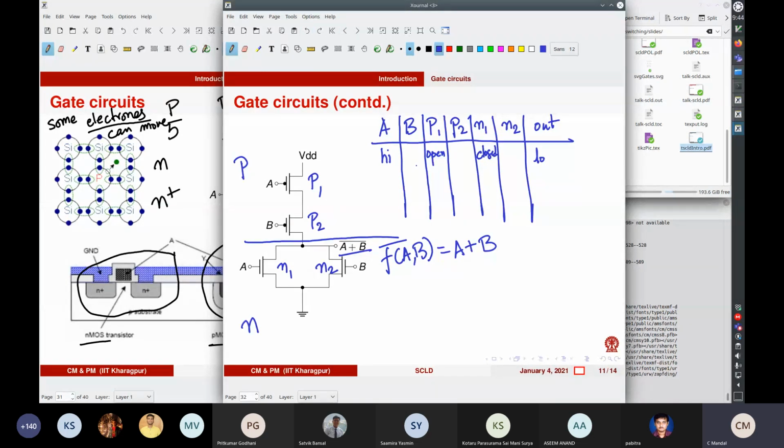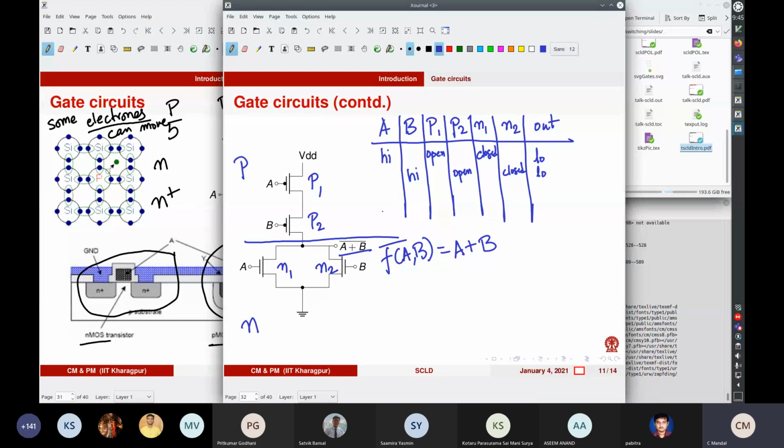This is enough to make the output low. Suppose B is high. You have a similar situation. If B is high, this is open, and this is closed, and the output is again low. And if both A and B are high, the output is a merger of these two lows. So output continues to be low.